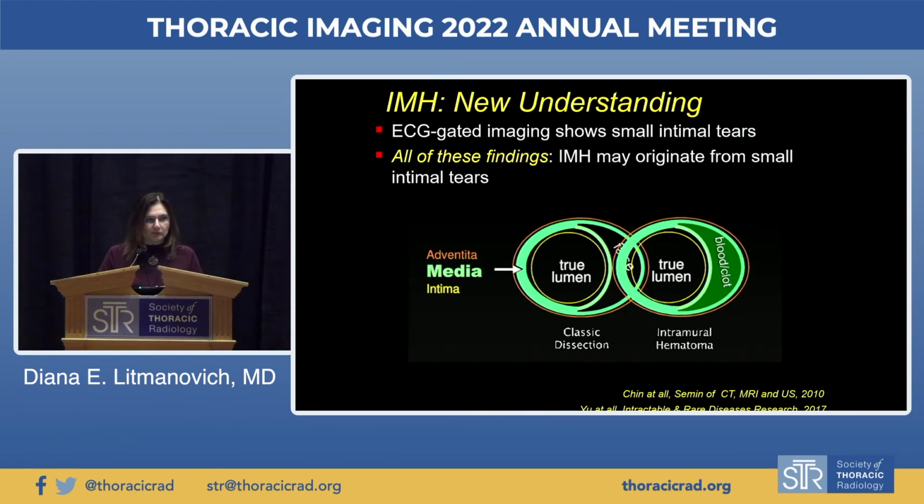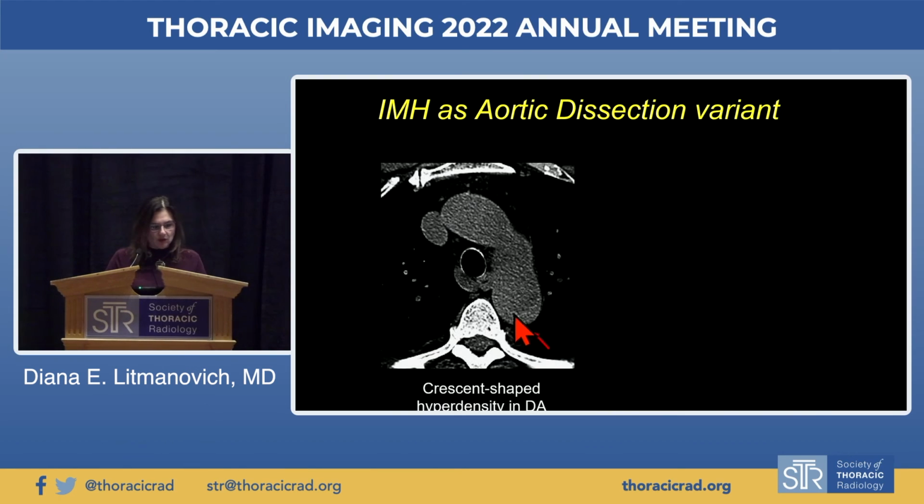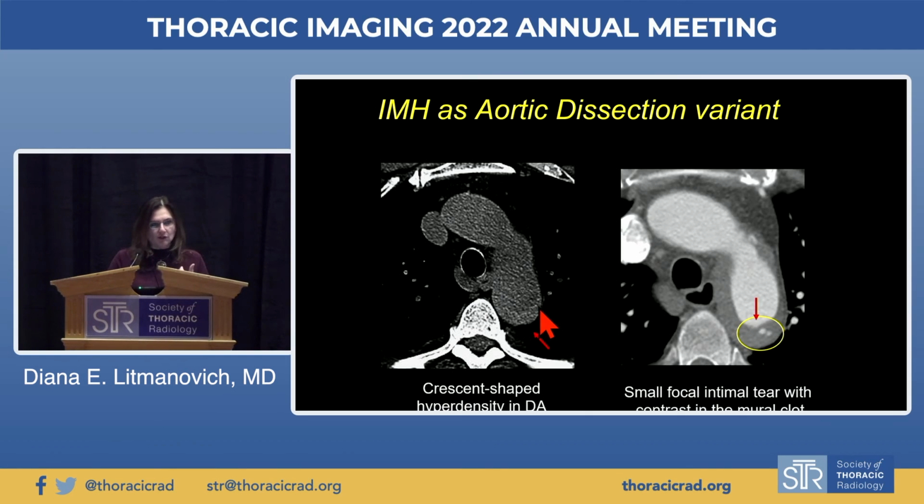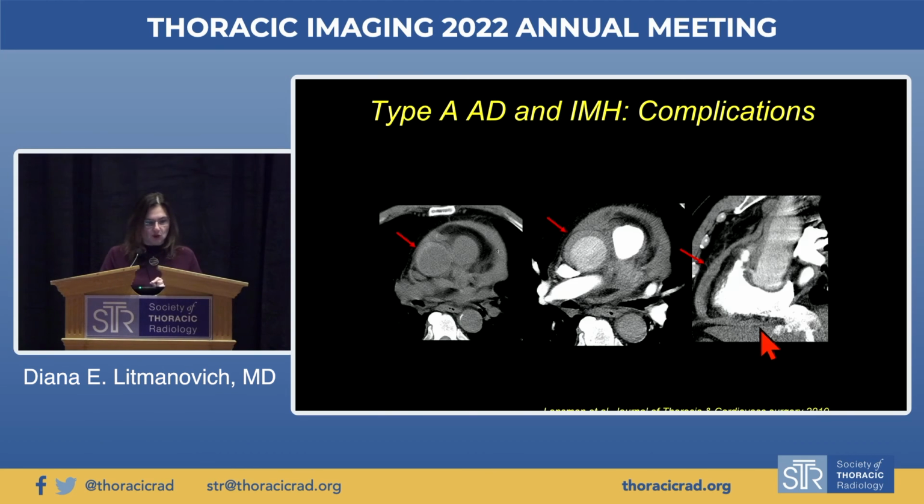Intramural hematoma, a very interesting animal. We know now, because we see intramural hematomas more often associated with small intimal flaps, that the intramural hematoma might originate from a small intimal tear. Like in this case, you can see the intramural hematoma, this crescenting hyperdensity. After you give contrast, you can appreciate those small focal areas of contrast within the intramural hematoma. So there is a communication, there is a tear that leads to intramural hematoma.